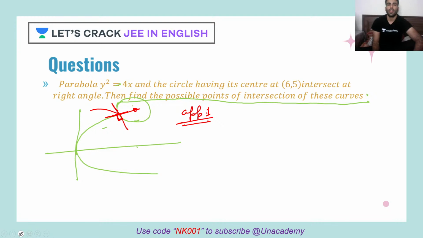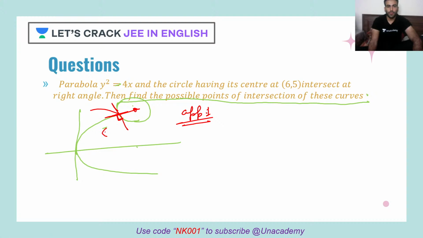Whereas if we talk about the circle, in the circle we only know the center. We don't know the radius, so we don't know the radius, and then we are introducing theta. So eventually we are introducing two variables. So that's why I didn't choose that.